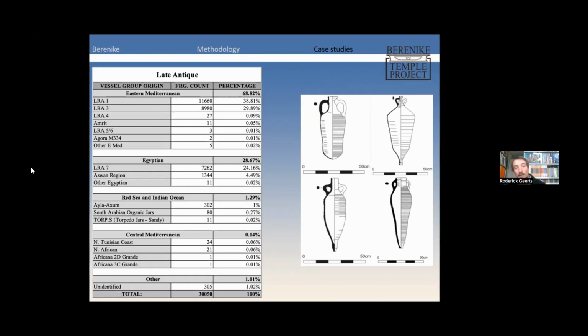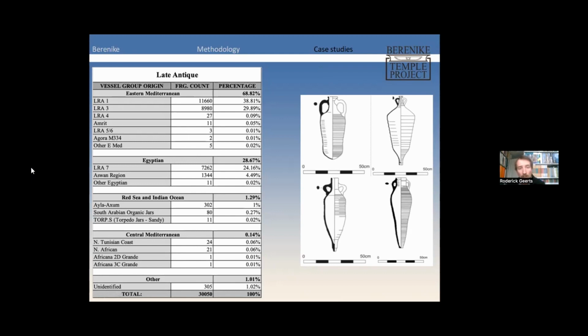We see lots of material from the Eastern Mediterranean. The late Roman amphorae 1 and 3 are quite common. Material from Egypt is common as well, especially late Roman 7 amphorae. And Aswan regional amphorae are present as well in significant numbers. Material from the Indian Ocean and Red Sea area is quite scarce still, and Central Mediterranean is less than before, and Western Mediterranean we haven't found any fragments that can be related to the late antique period.